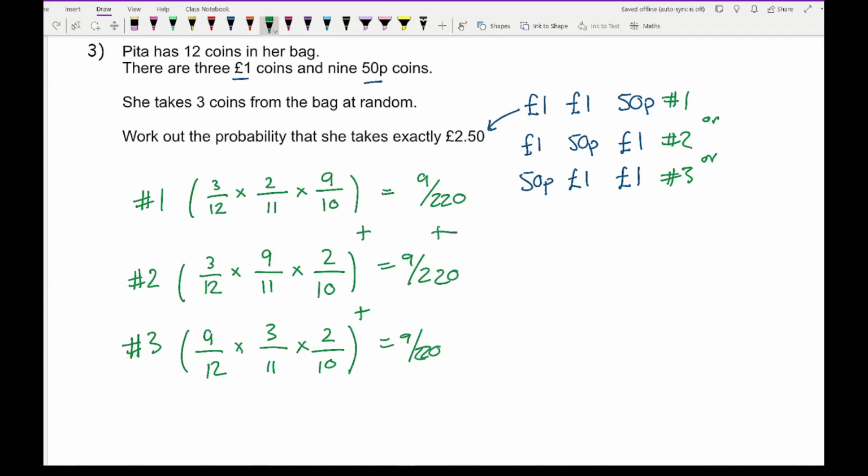And then just need to add those three up. So 9 over 220 times 3, or 3 of them together. And that comes up to a total of 27 over 220. Or if I write that as a decimal, it's going to be 0.1227, which is 0.123 to 3 decimal places.